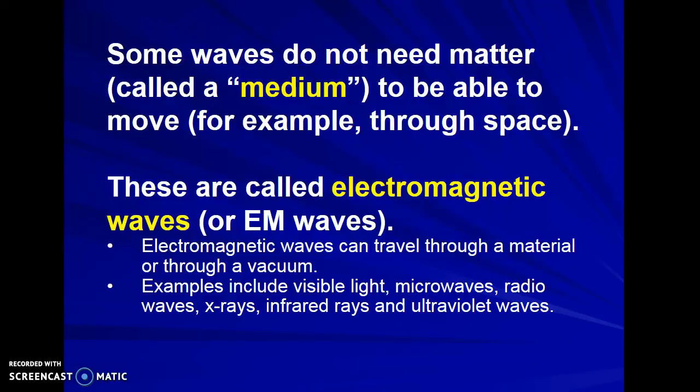Some examples of electromagnetic waves are visible light. The light that you see, the light that comes from light bulbs, the light that comes from the sun, the light that comes from stars, that is visible light. And again, it can travel through the air and the water and the materials we have here on Earth, so different mediums, but it can also travel through space. That's what allows us to see the light from the stars. Microwaves, radio waves, X-rays, infrared rays, and ultraviolet waves are also all examples of electromagnetic waves. Again, they can travel through a medium, but they do not need one.